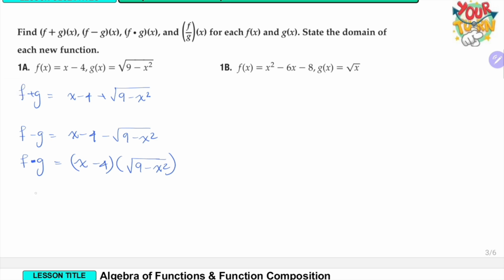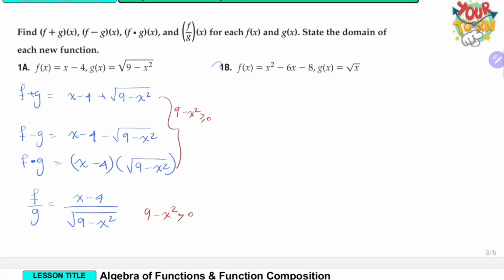The last part is the division, f over g, or f divided by g. So it is x minus 4 over the square root of 9 minus x squared. And again, I cannot simplify. Here I have a radical under the denominator, so I'm going to do the same thing to find the domain, but without the equal sign. So for these three, the domain will be 9 minus x squared greater than or equal to 0, and then I solve that. Here the domain will be 9 minus x squared greater than 0, without the equal sign, and then I solve that.